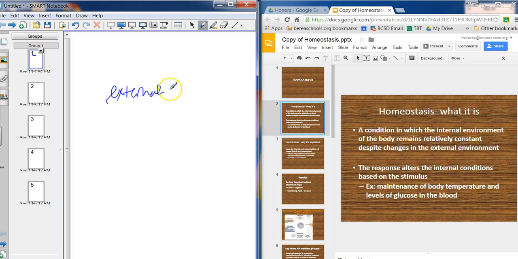the internal environment doesn't. So the external environment has an impact or a stimulus on the internal environment, let's say of a cell, and the cell will try its best to use all the organelles within the cell to maintain homeostasis. And so again, remember, homeostasis is a constant internal condition. So the response alters the internal conditions a little bit based on the stimulus.